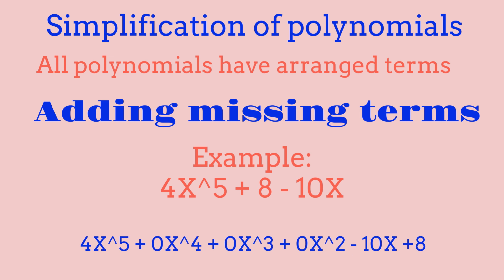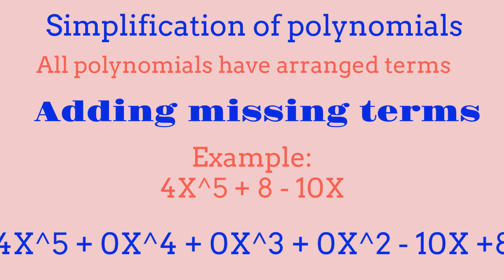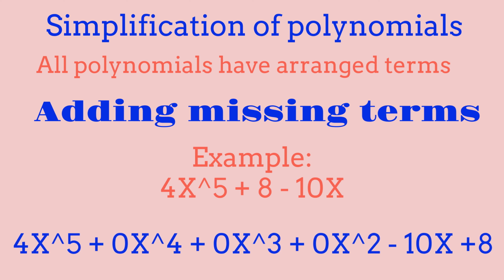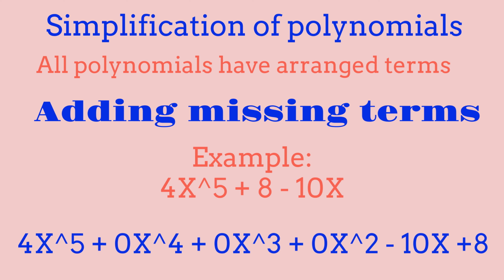So for example, in here, we already have 4x to the power of 5, which is going to be our highest. Then we're going to do plus 0x to the power of 4.